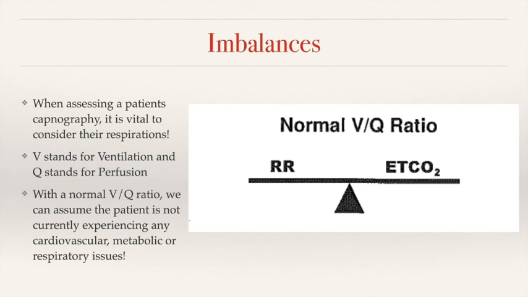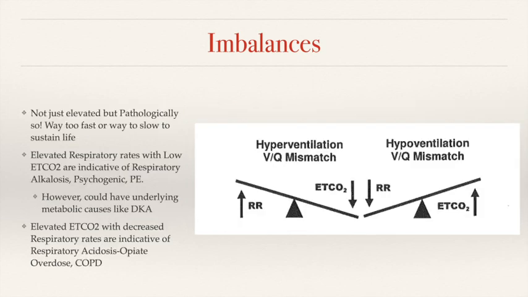So capnography is the king of vital signs because it can really give you a good, quick assessment of what's going on. So here is where we have a hyperventilation or hypoventilation mismatch. And we're going to have either severely elevated respirations or severely compromised slow respirations. They're not just elevated or decreased a little bit, they're pathologically so, in a way that's not sustainable for life.